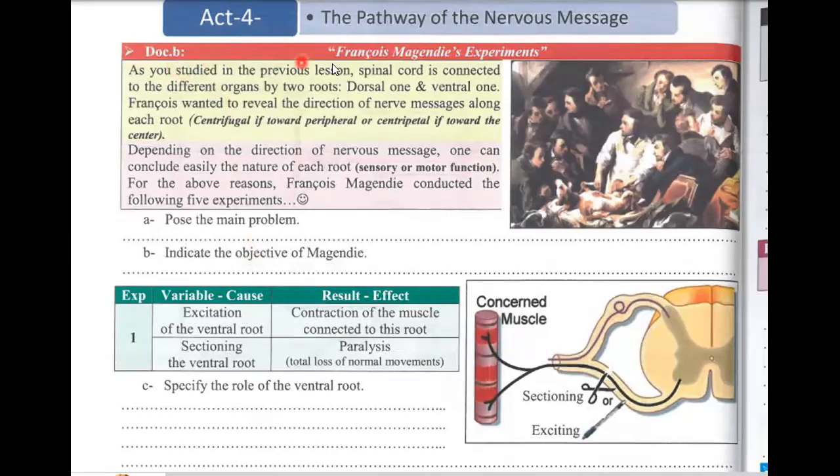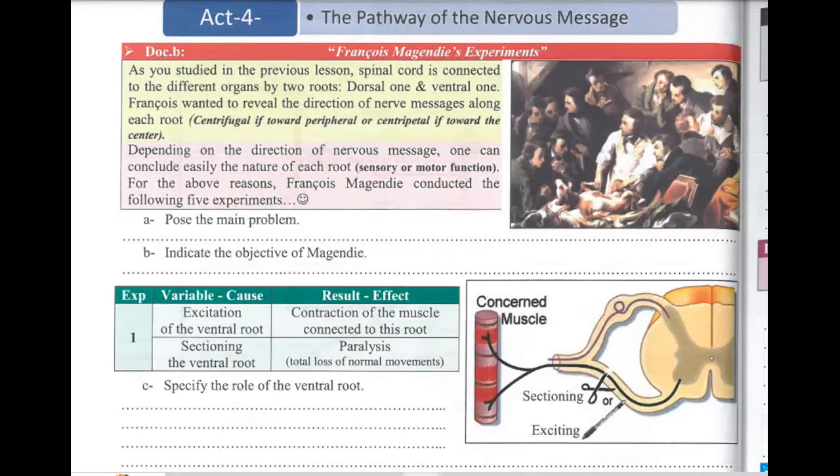As you studied in the previous lesson, the spinal cord is connected with different organs by two roots, the dorsal root and the ventral root. Francois wanted to reveal the direction of nerve messages along each root. If the direction is moving toward the peripheral, we say that this is a centrifugal direction. If the message is moving toward the center, we say that it is a centripetal direction. Depending on the direction of the nervous message, we can conclude the nature of each root, whether it is sensory or motor, if it holds a sensory or motor function. For the above reasons, Francois Magendie conducted the following 5 experiments.